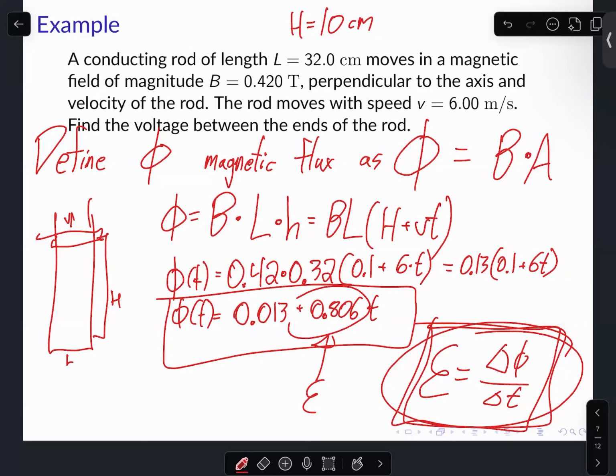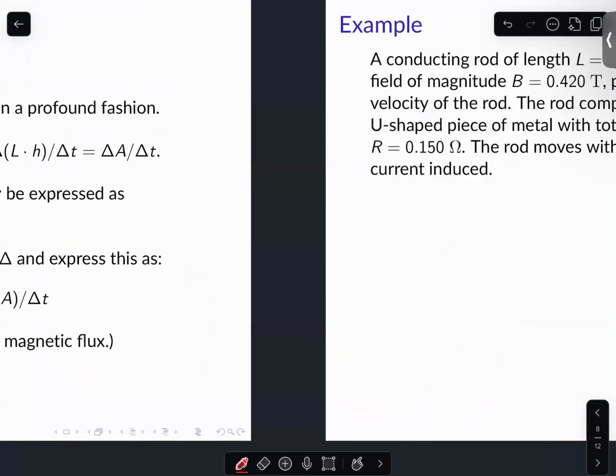Questions on this? I will not make you do the derivation on the quiz or the exam. You will be expected to be able to, if I tell you a flux function, recognize the induced voltage part of it. Let me give you another problem. Let me give you another example.